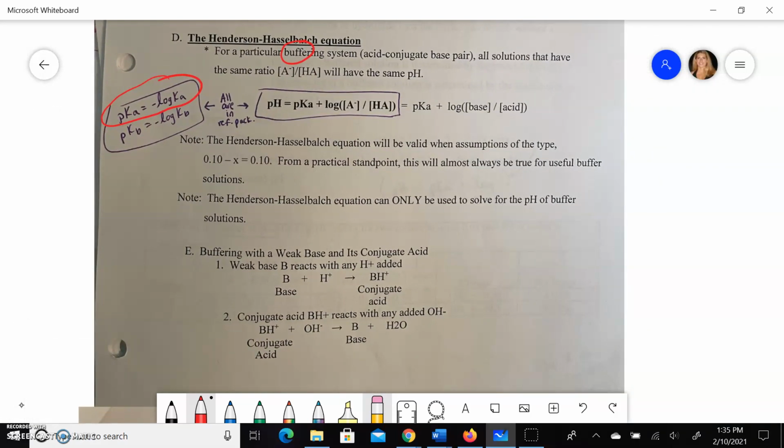These are valid if X is really small, but like it says here, from a practical standpoint, it almost always is true for a buffer solution. So for a buffer solution, you can go ahead and make that assumption. But it does have to be a buffer solution, so you can only use it if it's a buffer solution.